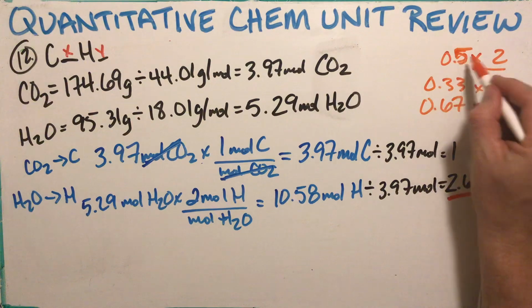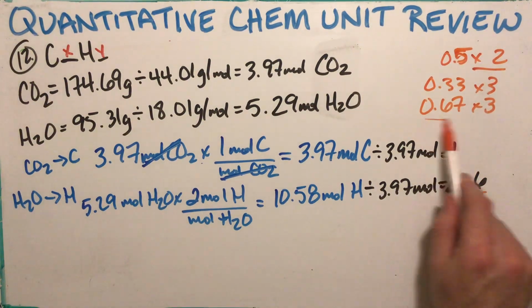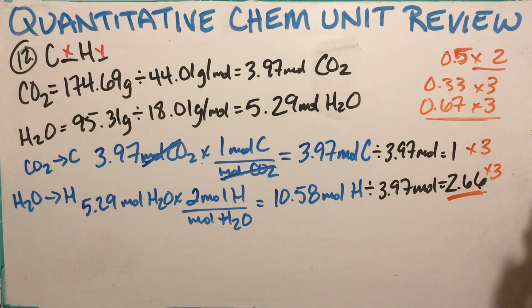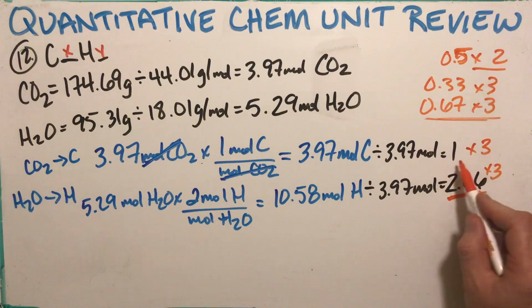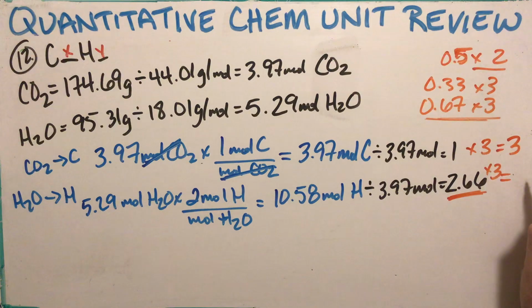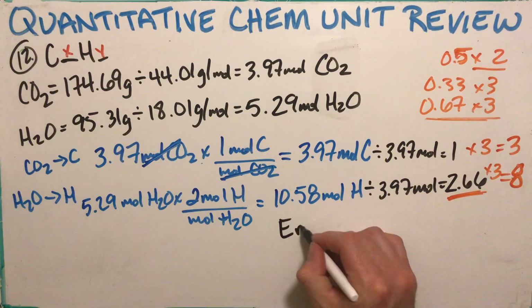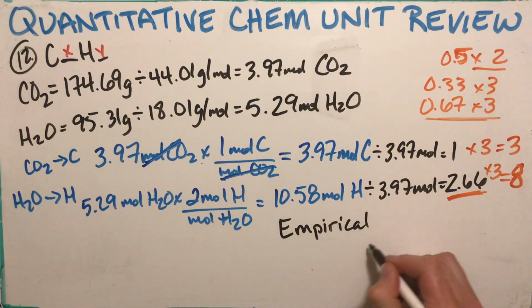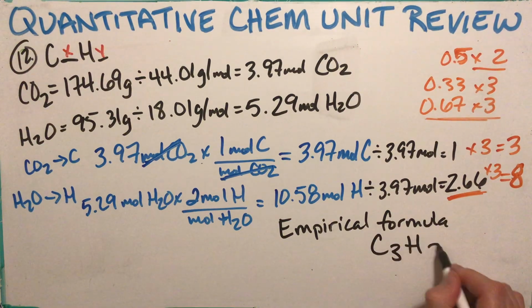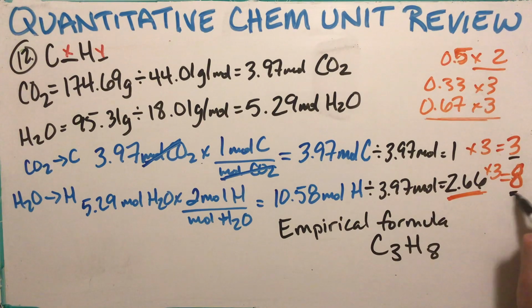All right? So we have this one right here, and we're going to multiply these both by 3. You don't just multiply this one by 3, it's both of them. So even though one is nice and round as it is, we still have to do that. So our empirical formula is C3H8. All right, we got these two numbers right here.